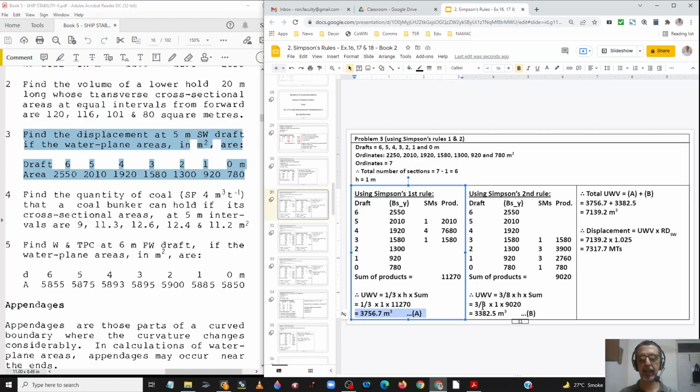Using second rule, I'm going to use for the drafts 3 meters, 2 meters, 1 meter and 0. And the Simpson's multipliers that will be used are 1, 3, 3 and 1. Ordinates multiplied by the Simpson's multipliers gives you the product, and therefore the sum of these four products is 9020.